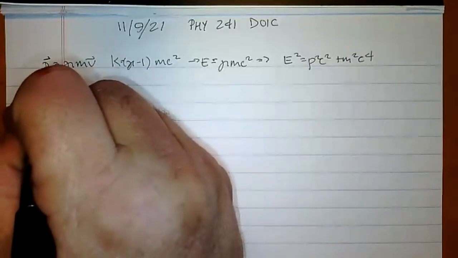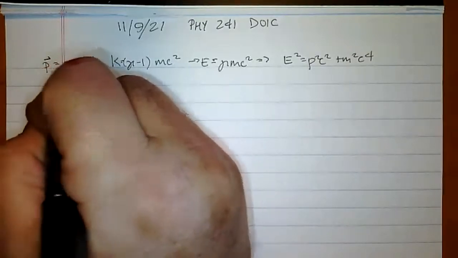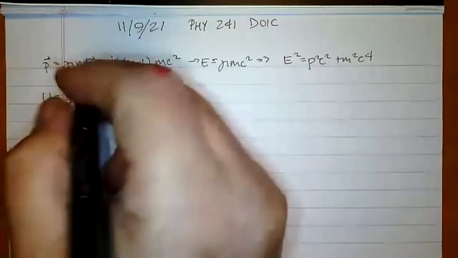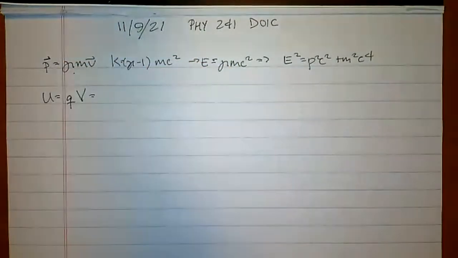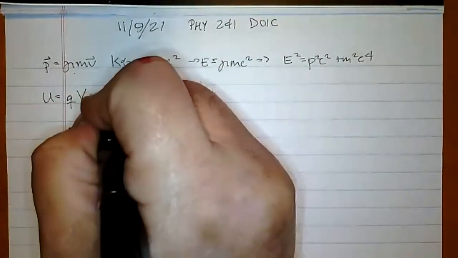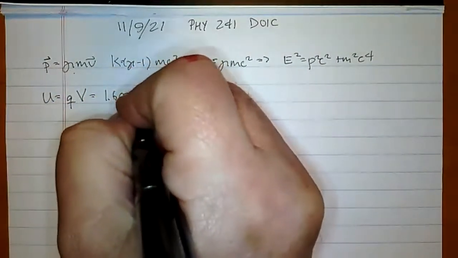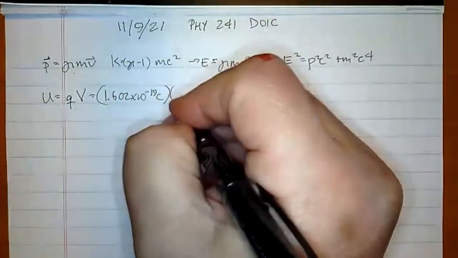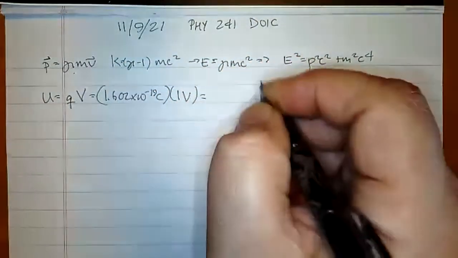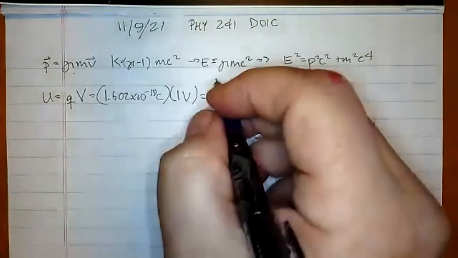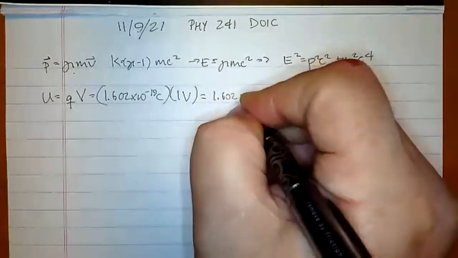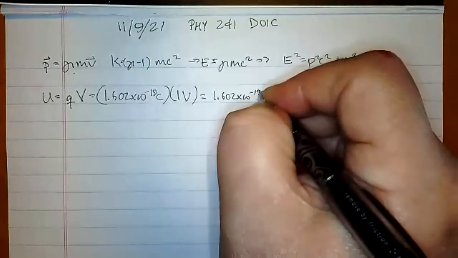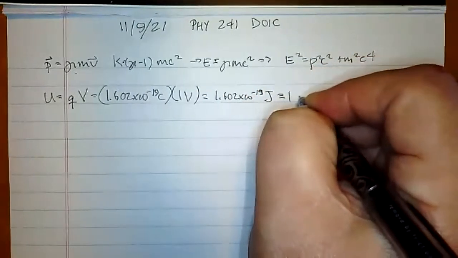So it turns out a potential energy can be given by the charge times the voltage. That's something we learned from electricity and magnetism. If you take the charge of one electron, that's 1.602 times 10 to the negative 19th coulombs, and you allow that to go through a potential difference of 1 volt, then you get a quantity of energy called the electron volt, and it turns out to be 1.602 times 10 to the negative 19th joules.